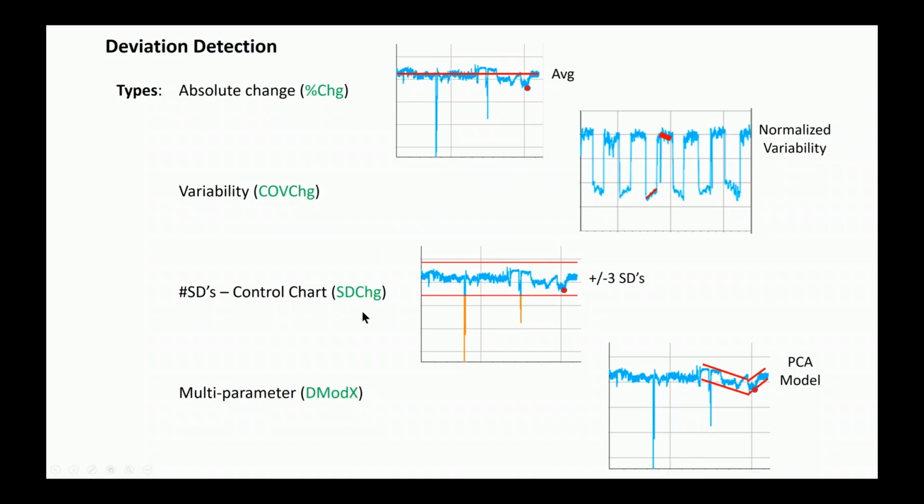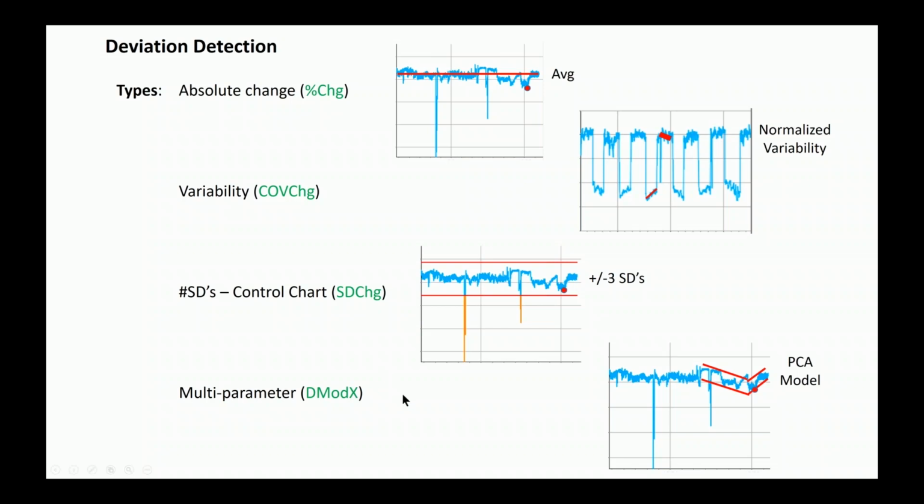And then standard deviation, anybody who's done control charts in the last 30 years, this is that kind of change. You take a period of data, you get the average, calculate the standard deviation, and put limits up. Plus or minus 3 standard deviations is pretty typical. And then you evaluate where you're at based on that, whether you're out of normal or not.